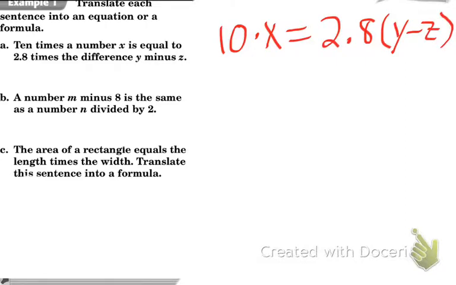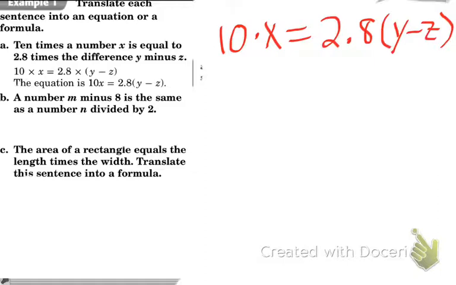And now just simplify anything that you can. Not necessarily all the way with the distributive property, but you could at least do the 10 times x. So if you did that, the equation is 10 times x equals 2.8 times the quantity y minus z. So 10x, in other words.